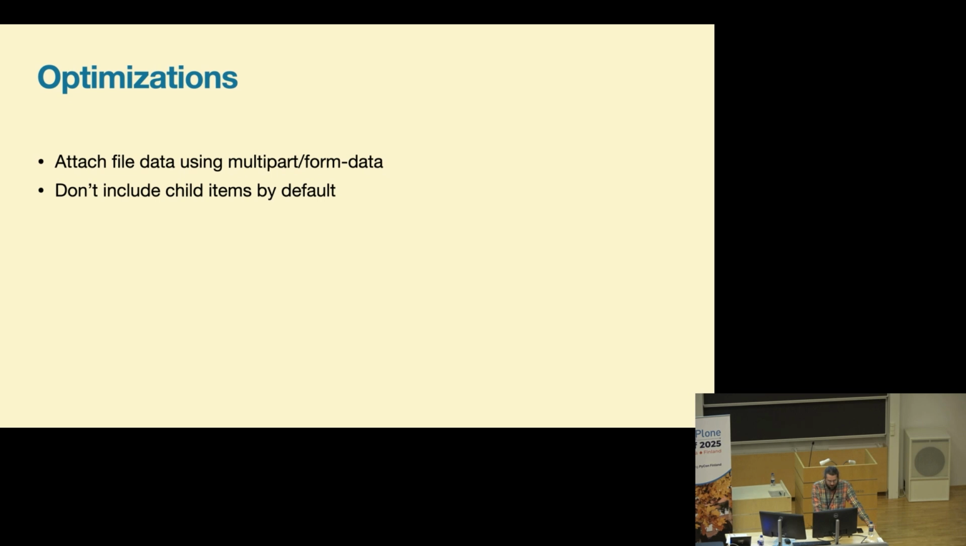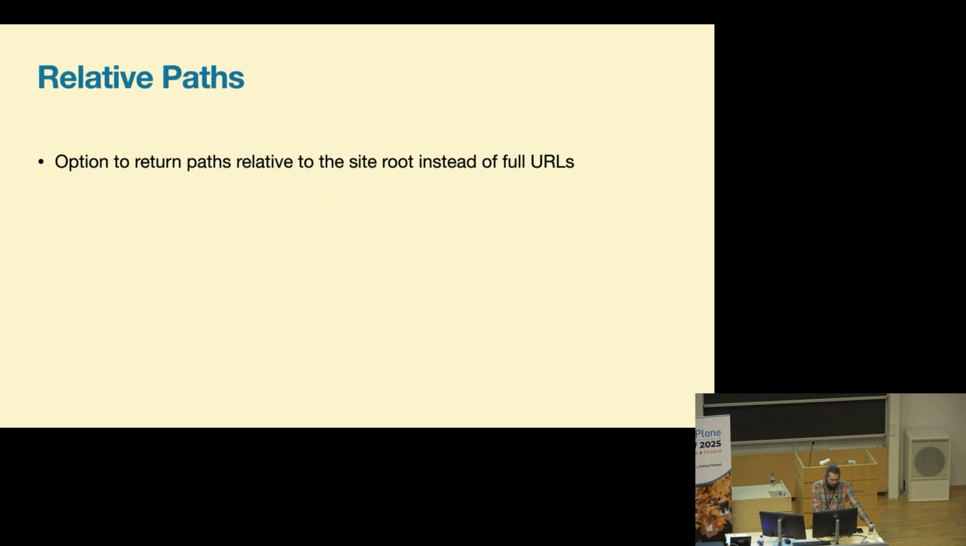There's some optimizations we can do, particularly file uploads are currently done as base64 encoded text, and we could switch to a multi-part encoding. We could change things so that child items are something you can include in the serialization, but not included by default.